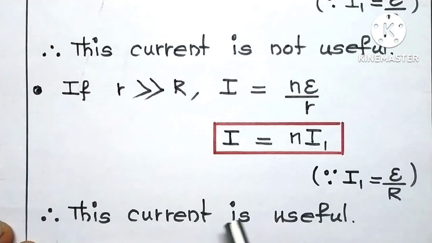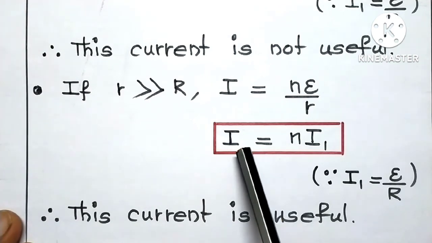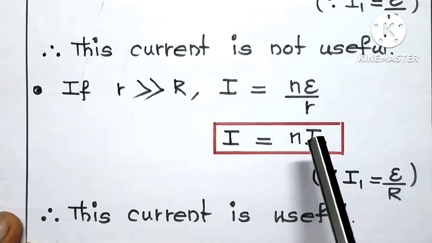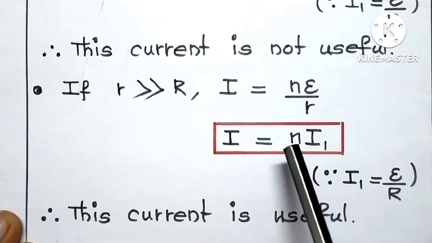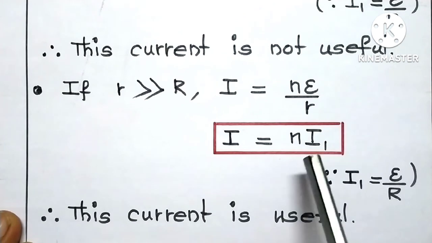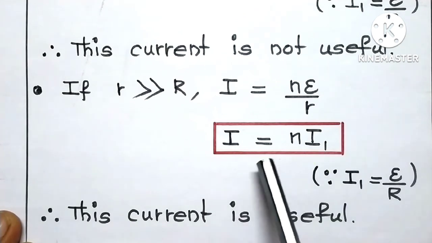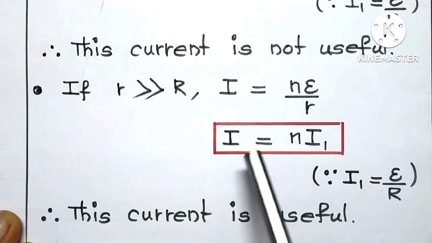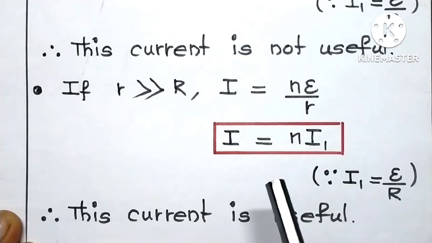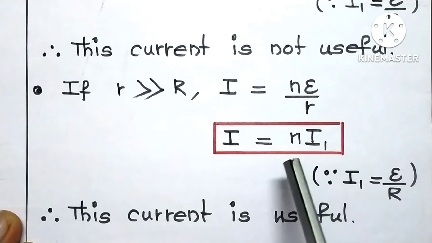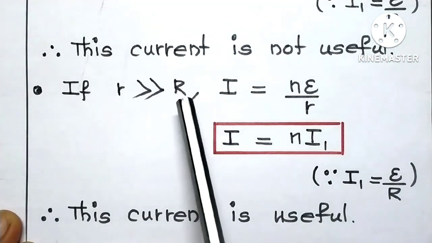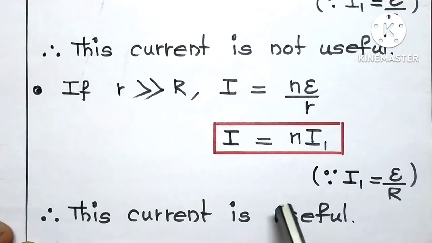Here this current is useful because as many cells as we connect in this connection, we get more and more current. So the amount of current produced in this connection is directly proportional to the number of cells connected in the circuit when small r is far greater than capital R. Therefore, this current is useful.